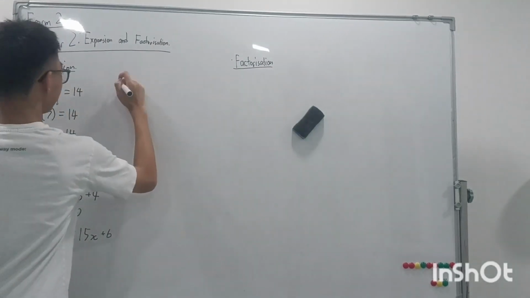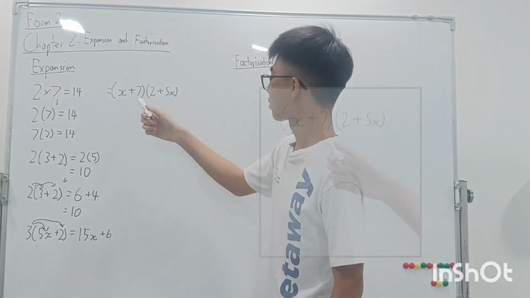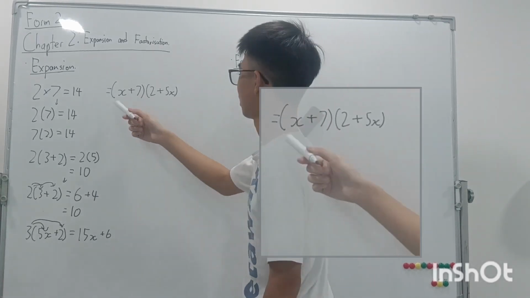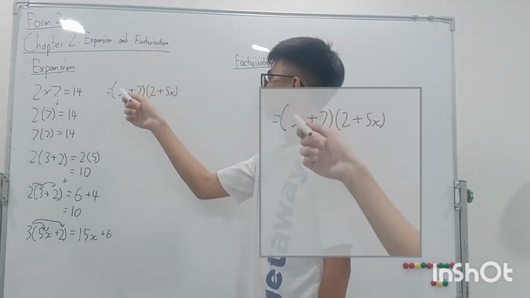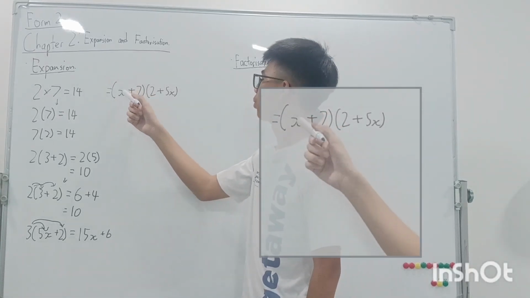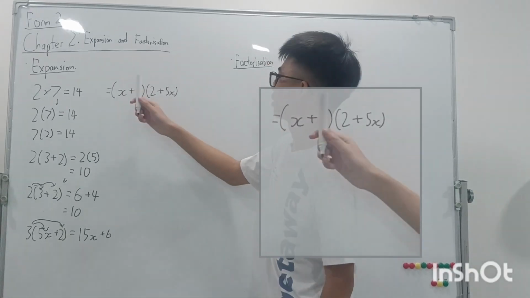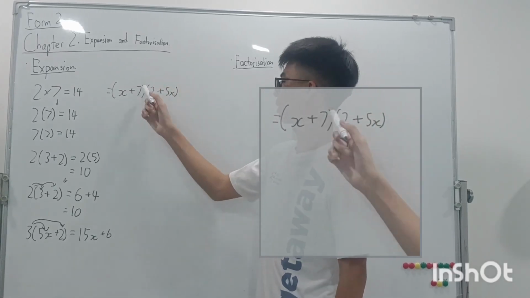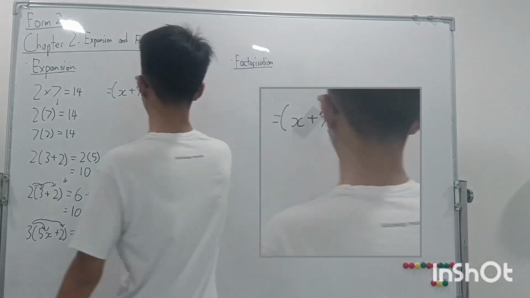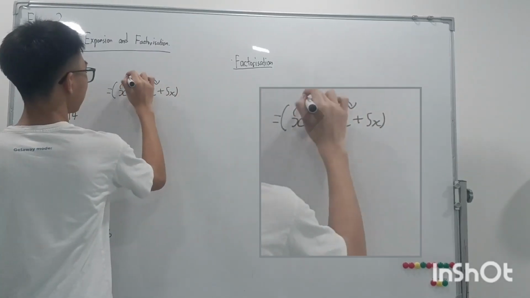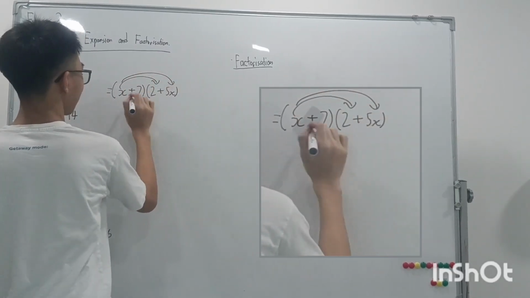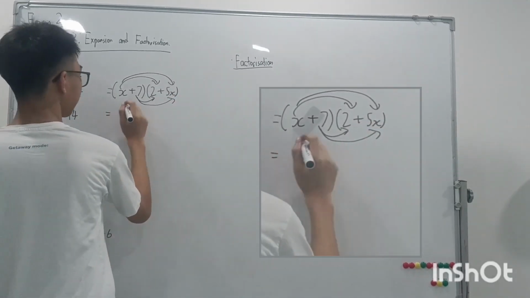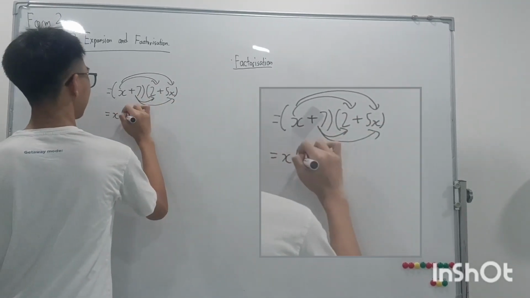another equation of this. What we're going to do is we're going to times this first number in this first bracket right here with the first and second number in the second bracket. I'm going to do the same for the second number in the first bracket. So x times 2 and x times 5x, 7 times 2, 7 times 5x.